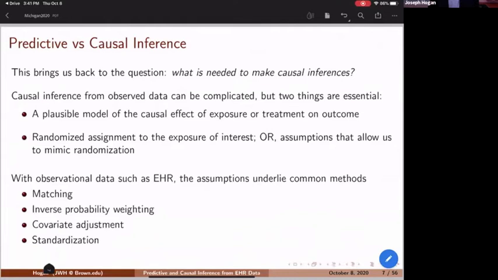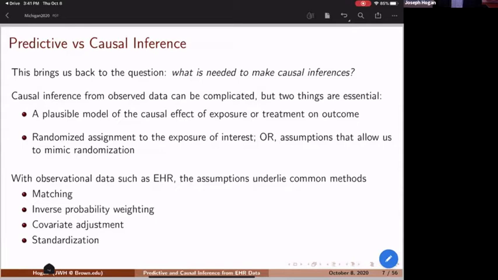So if we think about predictive versus causal inference, it brings us back to the question: what do we need to make causal inference? The first thing we need is a plausible model of the causal effect of exposure or treatment on the outcome. And then we need some sort of randomized assignment to the exposure of interest. And absent that, the only thing we have left is assumptions that allow us to mimic randomization.